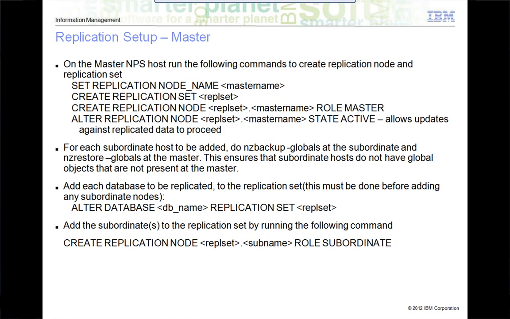And once the replication is active, you cannot add any users or any global data on any subordinate node. Okay, so before you start, you make sure that global data is the same on master as all the subordinates. So this ensures that subordinate hosts do not have global objects that are not present on the master.